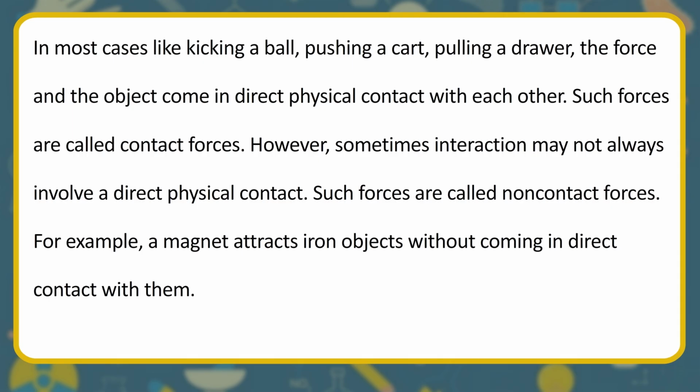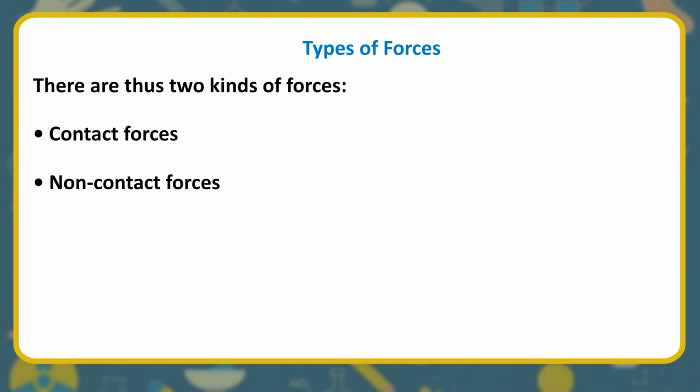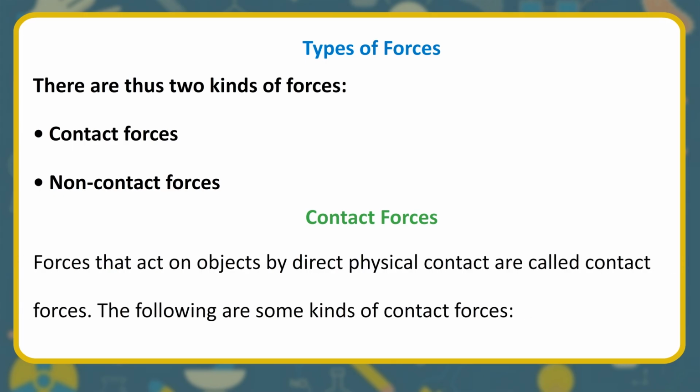Such forces are called contact forces. However, sometimes interaction may not always involve a direct physical contact. Such forces are called non-contact forces. For example, a magnet attracts iron objects without coming in direct contact with them. Types of forces. There are thus two kinds of forces: contact forces, non-contact forces. Contact forces. Forces that act on objects by direct physical contact are called contact forces. The following are some kinds of contact forces.